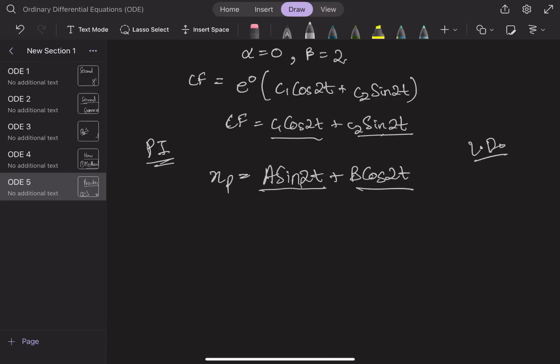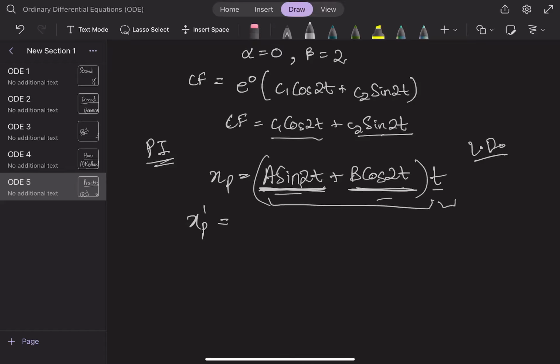So again, what do we do when we encounter linear dependency? We multiply the terms with t. So we're going to multiply this term as well as this term by t. So I'll just add a bracket and we can multiply both of them by t together. So now let's find xp dash and xp double dash. Remember guys, when you are going to differentiate this, use the product rule because you have t multiplied by sin 2t and cos 2t. So let's take this as the first term and this as the second term.